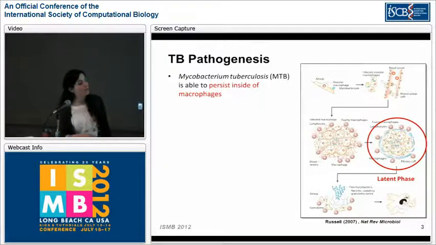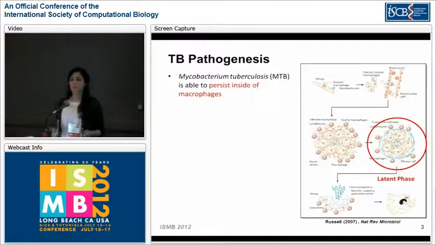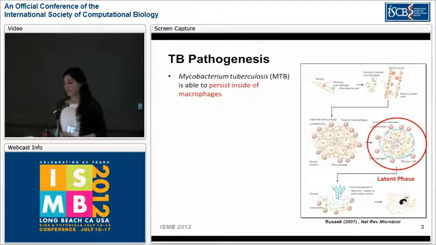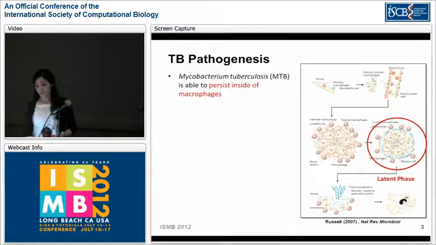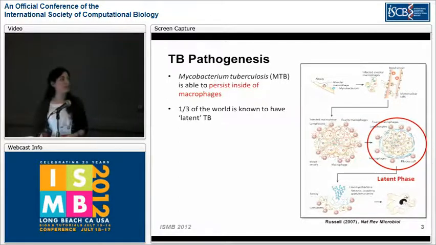which is an asymptomatic type of TB, and remain in that state for several years. Later on, when the immune system is weakened, for example, by AIDS or aging or malnutrition, it can be reactivated. Now, the scary statistic is that one third of the world is known to have latent TB. And this is why TB is still quite a significant problem, and TB latency is now the focus of much of the ongoing research on TB.